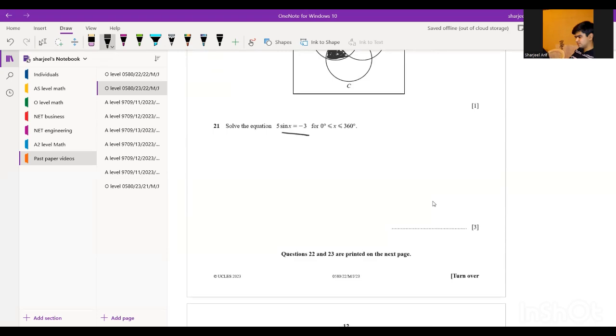For question number 21, we have to solve this equation. We have 5 sine x equal to minus 3. This means sine x equal to minus 3 by 5. x will be equal to sine inverse of minus 3 by 5. And x will be equal to 216.87.